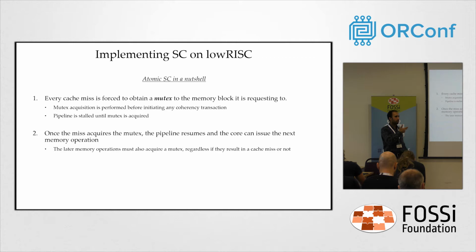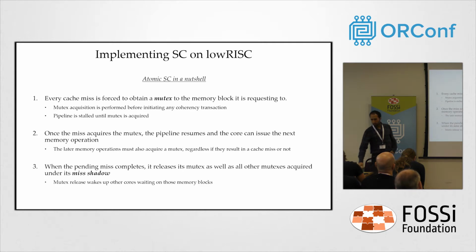So we do not stall the pipeline once we acquire it, but continue issuing the next instruction. The key observation here is that the next operation also needs to acquire a mutex because it might be modifying or reading a value from another processor which is currently under modification. So we cannot blindly issue the later instructions without acquiring a mutex. This is the case where we have a pending write miss. When the outstanding miss completes, it releases the mutex, and all other mutexes acquired under its miss shadow. The miss shadow means the mutex acquired by that write and any other following read or write operation that happened after it. This release wakes up other processors waiting on those mutexes so that they can keep issuing their memory operations.